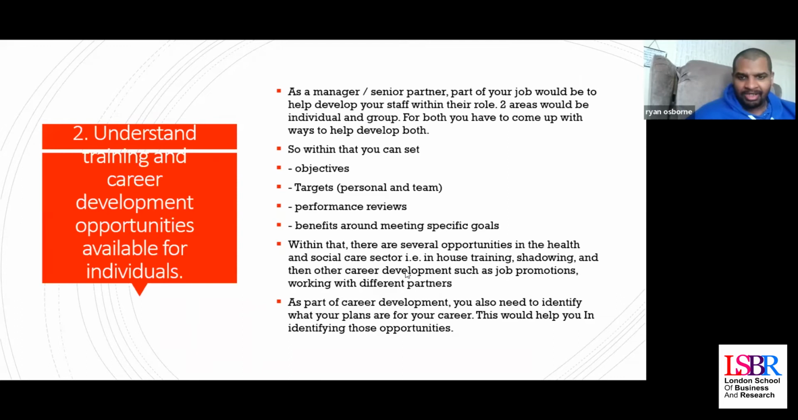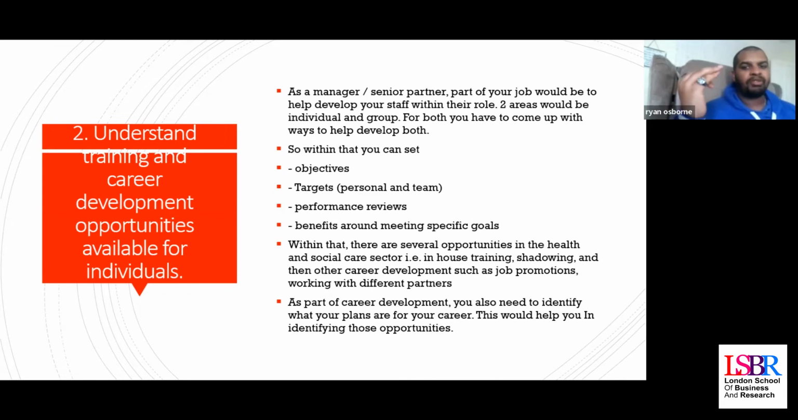So now, as part of your own career development, this is you as an individual, as a person, you would need to identify what plans you have for your career. When you are looking at different opportunities, you need to look at whether those opportunities are going to be legitimately good for you. Are they in line with your vision? And are they in line with what you have planned?